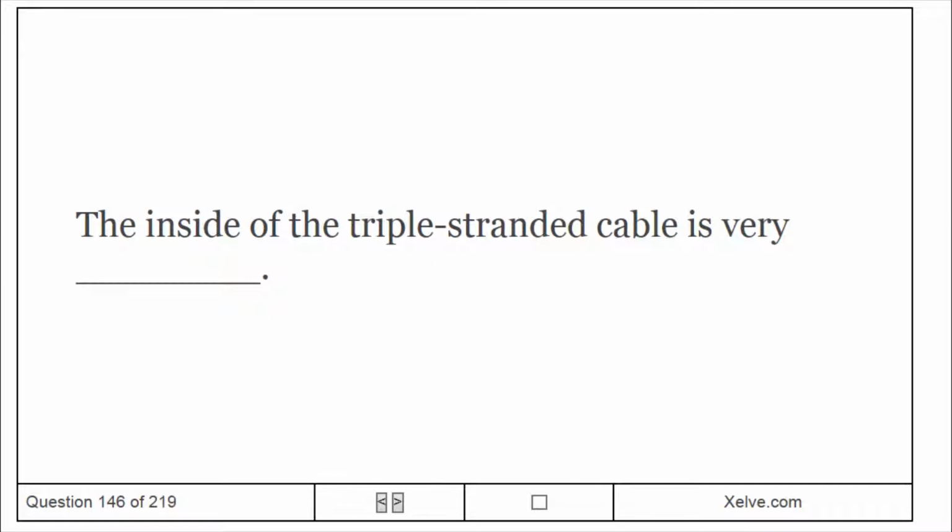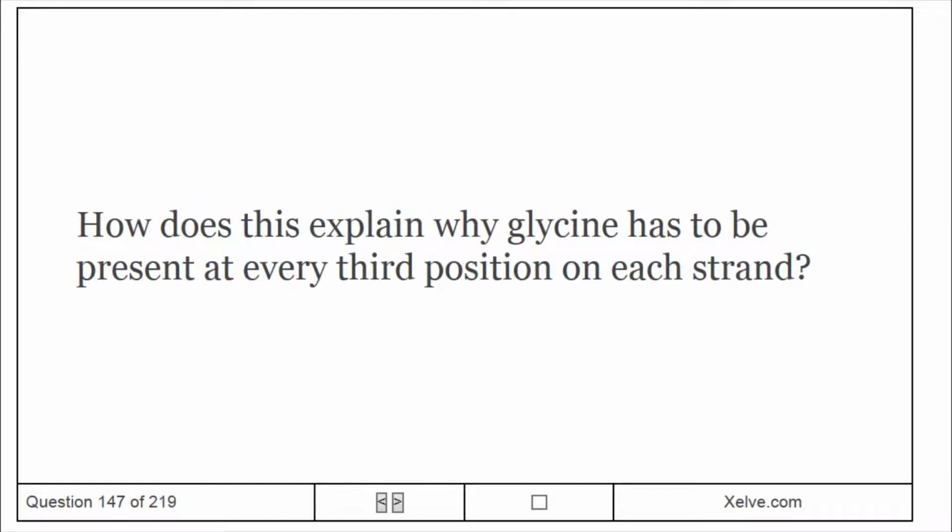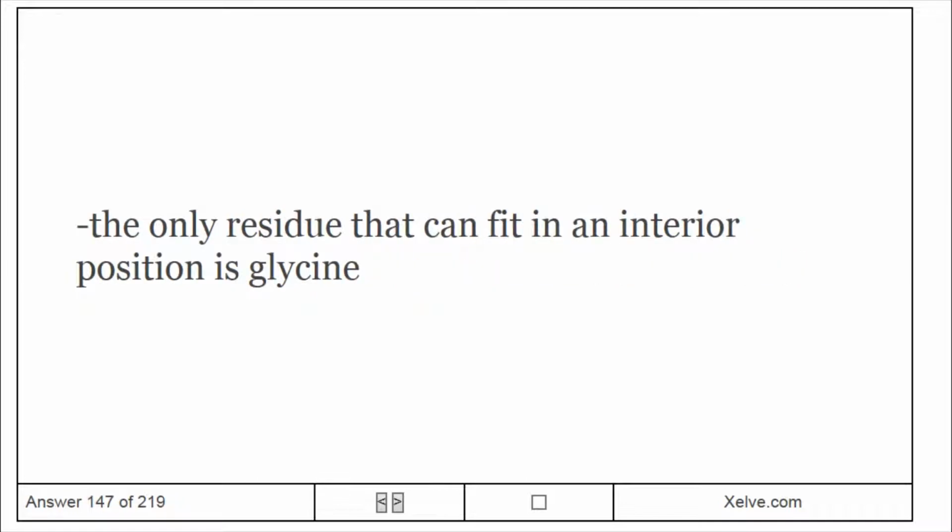The inside of the triple-stranded cable is very crowded. How does this explain why glycine has to be present at every third position on each strand? The only residue that can fit in an interior position is glycine.